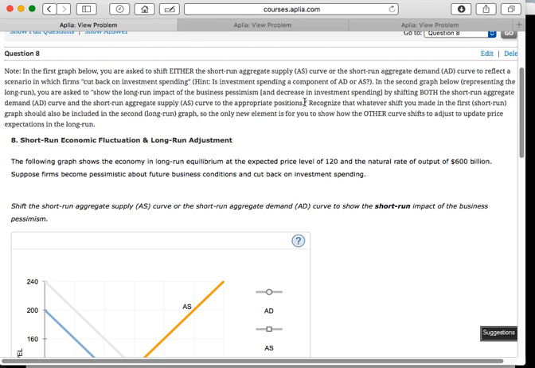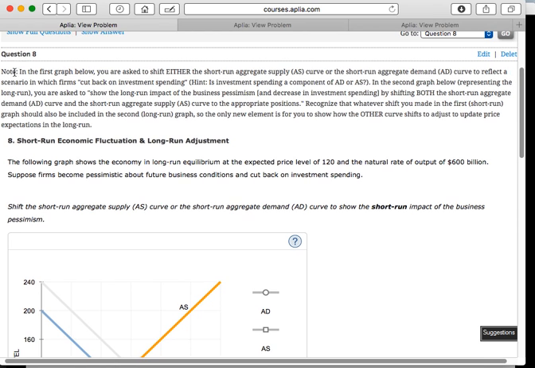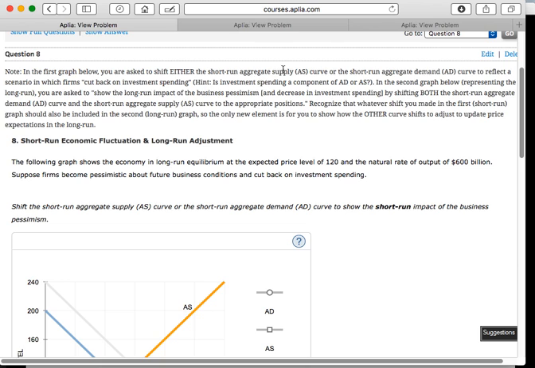I'm not sure why, but I noted, among other things, recognize that whatever shift you made in the... I might as well read it all. Note in the first graph below, you're asked to shift either the short-run aggregate supply curve or the short-run aggregate demand curve to reflect a scenario in which firms cut back on investment spending. Hint, is investment spending a component of aggregate demand or aggregate supply? It's a component of aggregate demand.